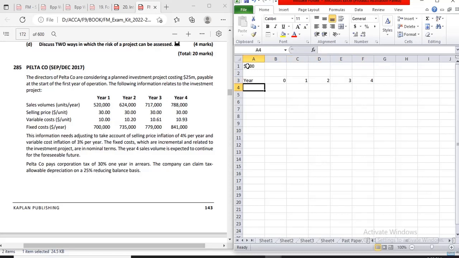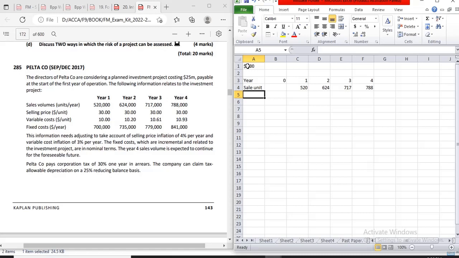After that, sales units. Let us ignore the initial investment for now, we will keep it below. Sales units per year are 520, 624, then 717, 788. I put the initial investment in year 0, so the sales will start from year 1. Now the selling price is 30 constant throughout the years, the variable cost is 10.20, and the fixed cost is also given.